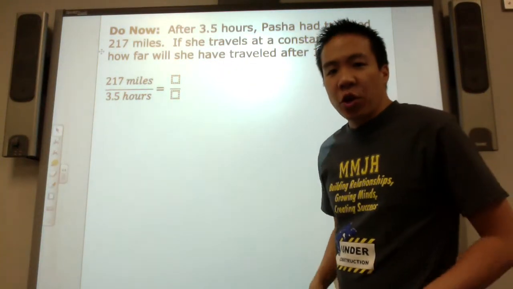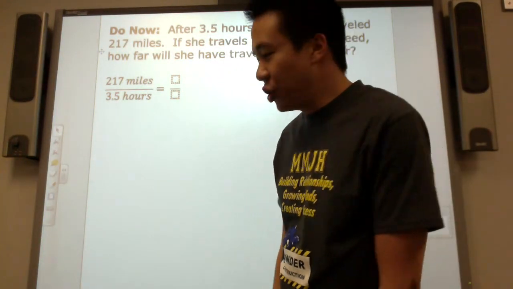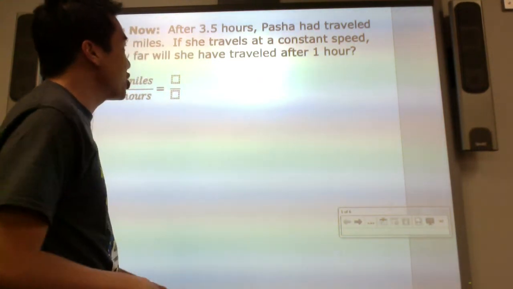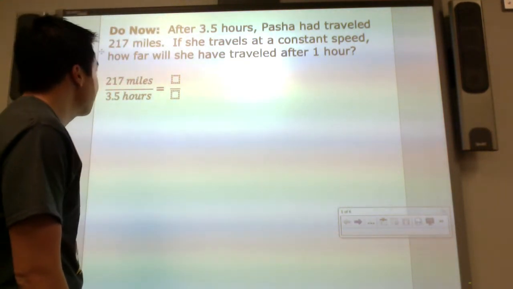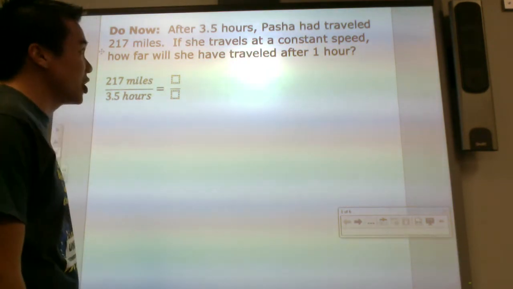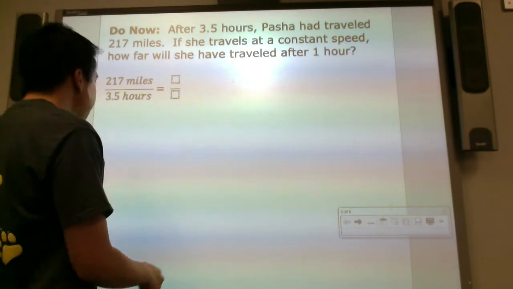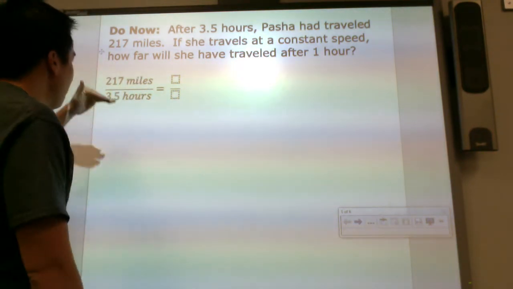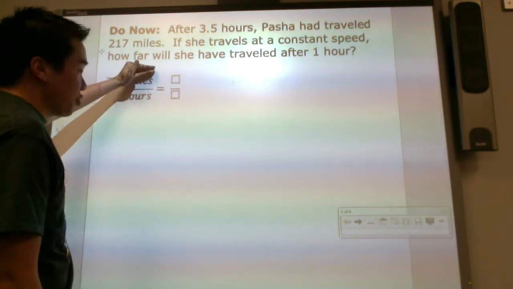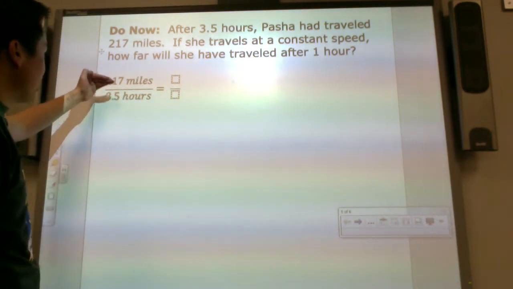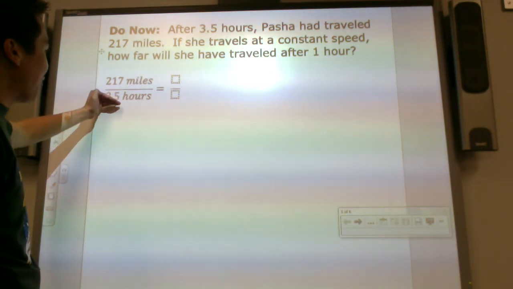So today we're going to talk about complex fractions and unit rates. After 3.5 hours, Pasha had traveled 217 miles. If she travels at a constant speed, how far will she have traveled after 1 hour? So we already have a rate right here. Remember, what's a rate? A rate is comparing two quantities with different units. So we have 217 miles, takes her 3.5 hours.